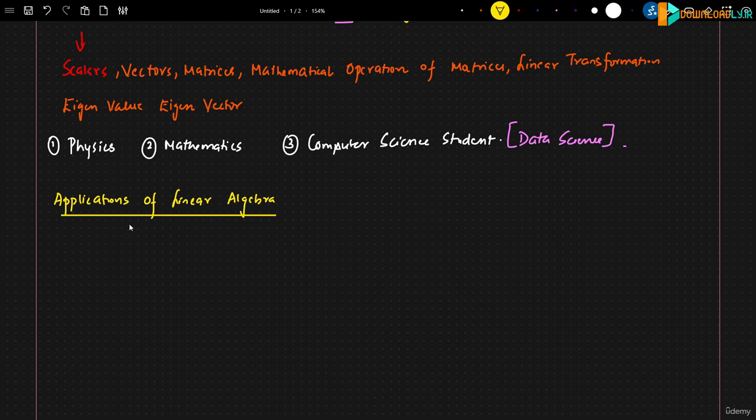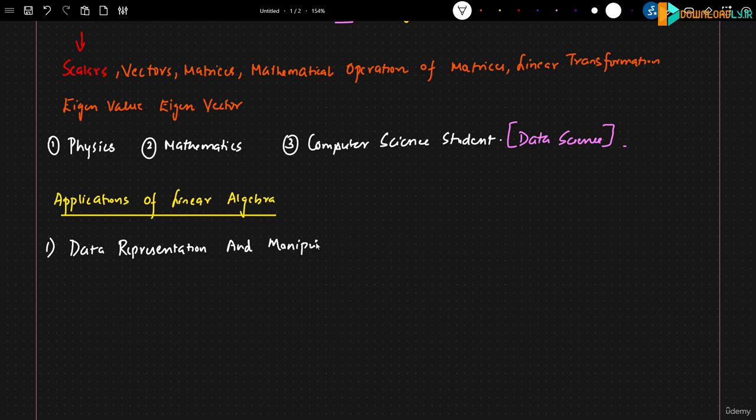Okay. Now, the first application that I really want to go ahead and write is data representation and manipulation.